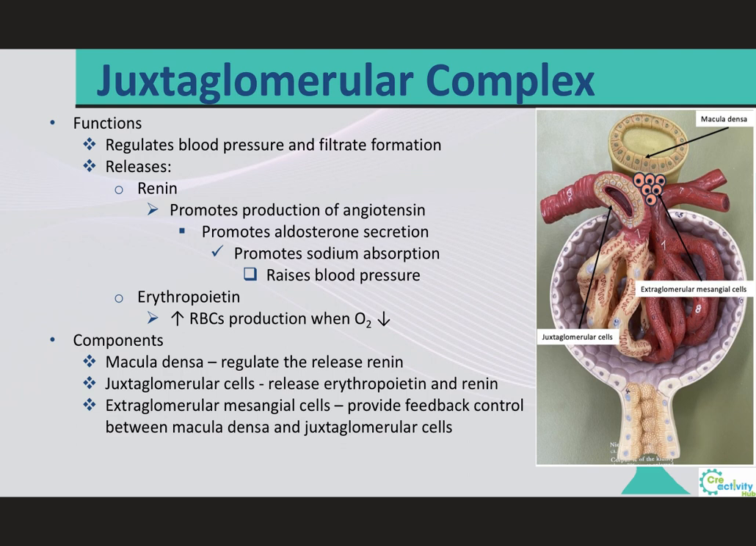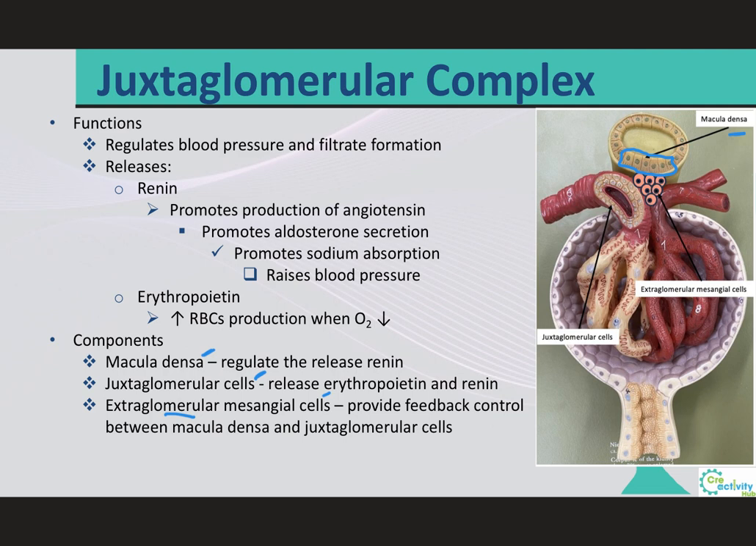Now, the juxtaglomerular complex is a structure made up of three components: the macula densa, the juxtaglomerular cells, and the extraglomerular mesangial cells. The macula densa, as we can see over here, is made up of six or seven columnar cells that are present right here in the distal convoluted tubule.